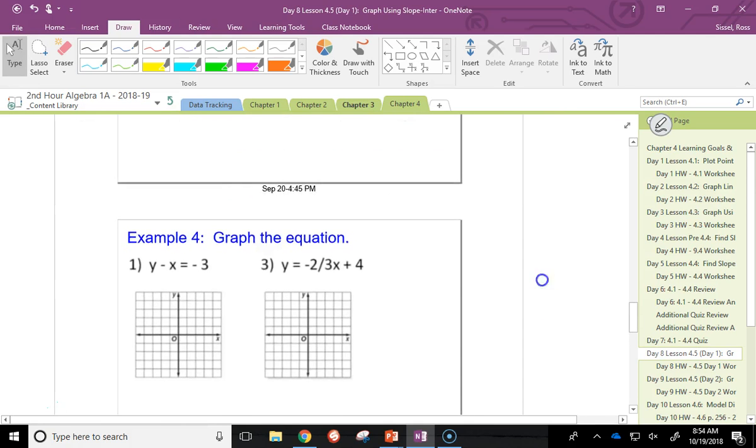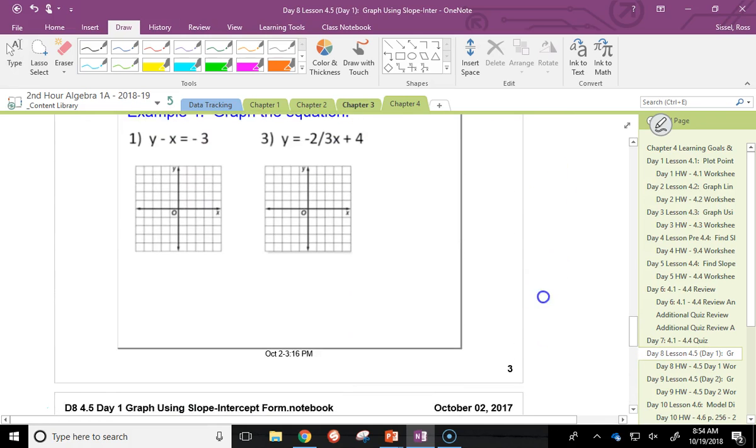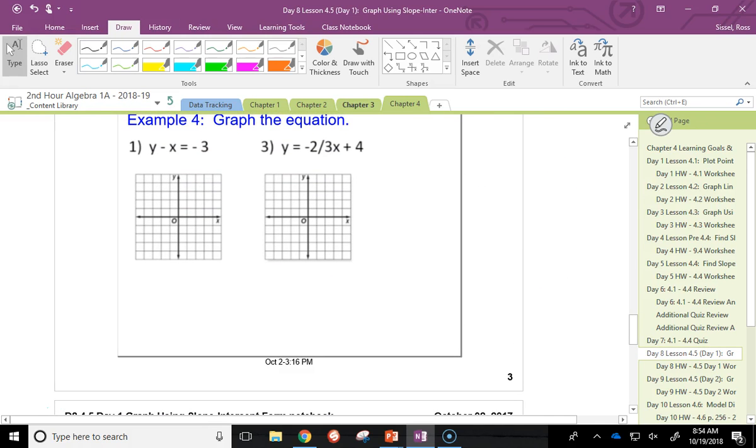Okay, next one. We're almost done. And this first thing says graph. This is standard form, so can I do that for graphing? We want to change this to what? Y-intercept. Good. We want to change it to y equals x plus b. How do I get it to y equals x plus b? What do I have to do to this one?